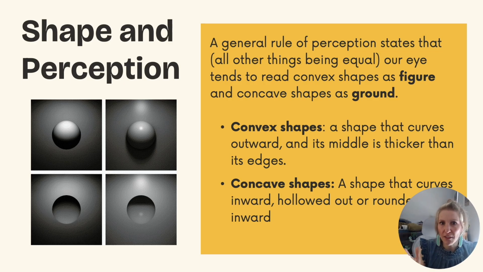A general rule of perception states that, as long as all other things are equal, our eyes tend to read convex shapes as figure, forward, advancing, and concave shapes as ground, background. Convex shapes are shapes that curve outward, and its middle is thicker than its edges, right? There's a visual volume that's created. Concave shapes are shapes that curve inward. They're hollowed out or rounded inward.